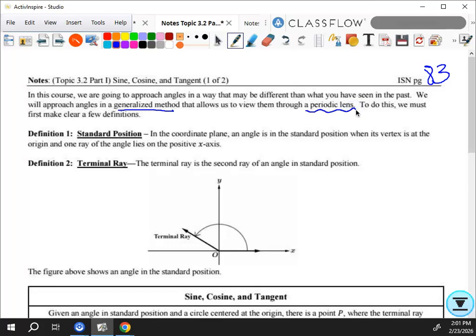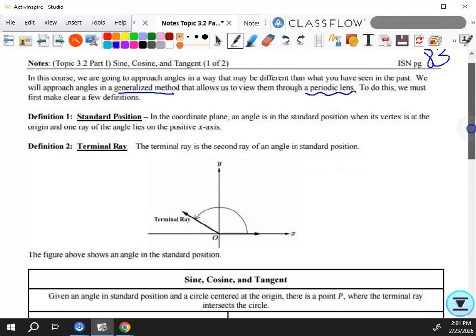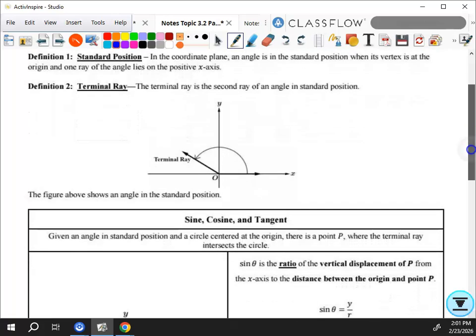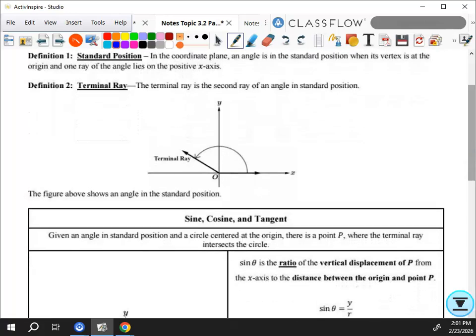We talked about periodic functions last week, right? You can just kind of stamp them along the way, they just repeat. And so we need a few clear definitions. We've already talked about the fact that we can have angles in the coordinate plane. Yes, angles are able to float around anywhere, but we're really only concerned with them when they are in standard position. That means that its vertex is at the origin and one ray is on the positive x-axis.